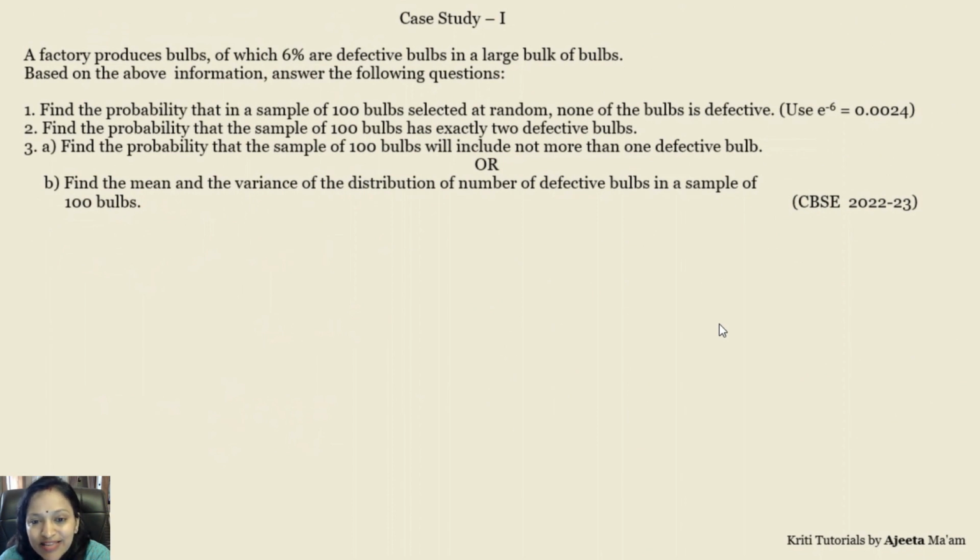Now, this was a case study which was asked in 2022-23 based on probability. So, a factory produces bulbs of which 6% are defective bulbs in a large bulk of bulbs.